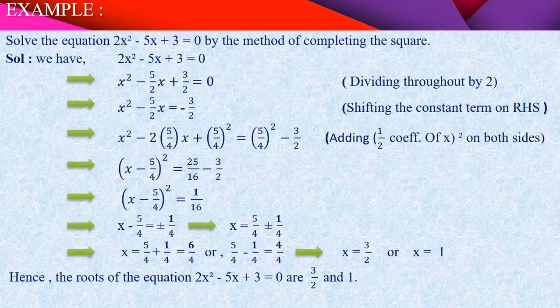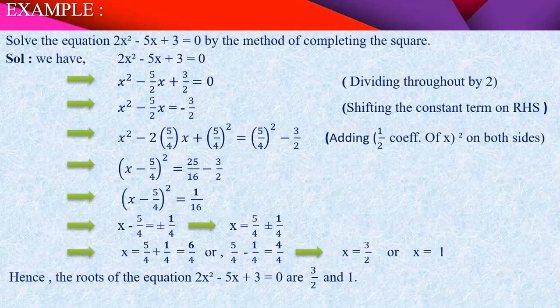Now the LHS is of the form a² − 2ab + b², which can be written as (a − b)². Here a is x and b is 5/4. So (x − 5/4)² = (5/4)² − 3/2. Now (5/4)² is 25/16 minus 3/2. By taking the LCM, which is 16, we get (25 − 3×8)/16 = (25 − 24)/16, which is 1/16.